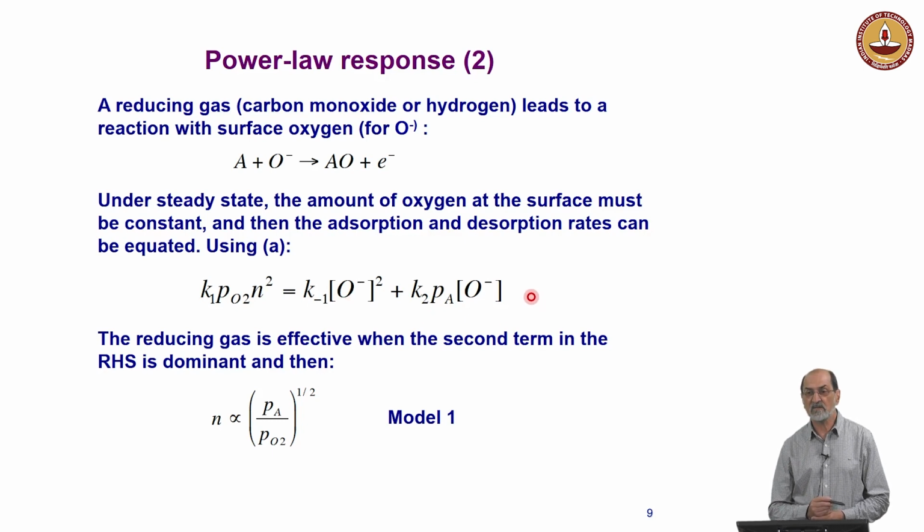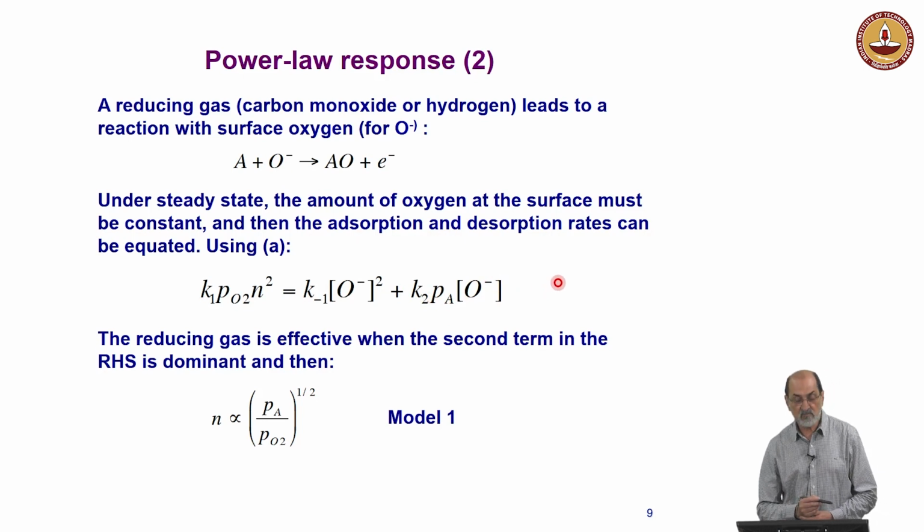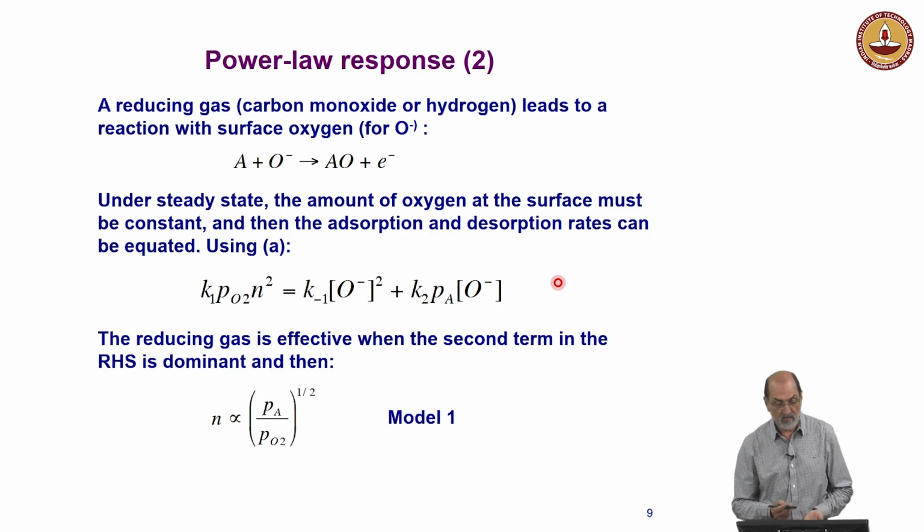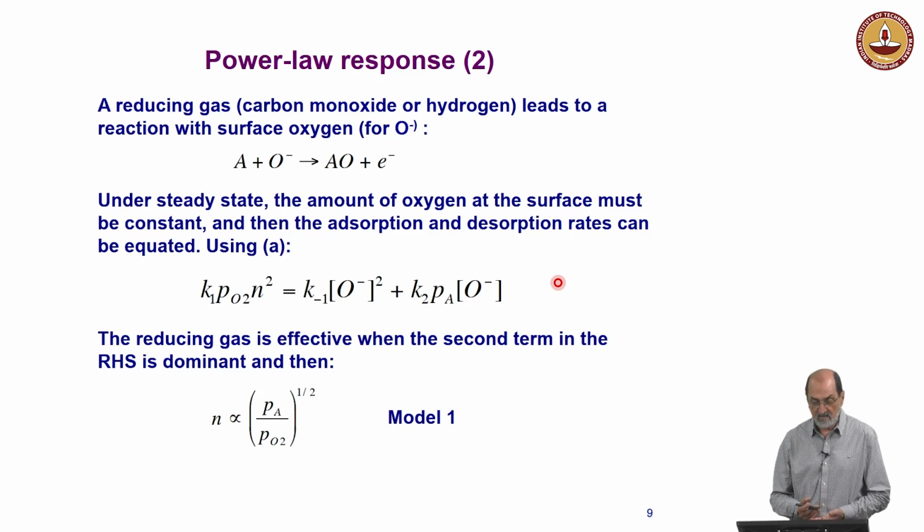But now we have another channel, the channel due to the reducing gas. And this channel is going to be proportional to the pressure of the reducing gas and the density of oxygen absorbed at the surface. Well, this would be the situation, but we are supposing that when we introduce a reducing gas, the reducing gas is going to play the main role. If not, nothing is going to happen. So this term has to be dominant if we think that the reducing gas is doing something.